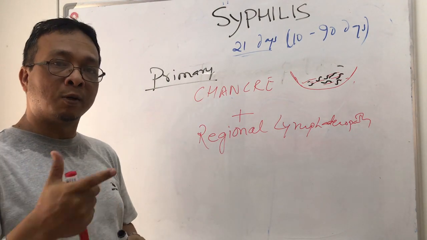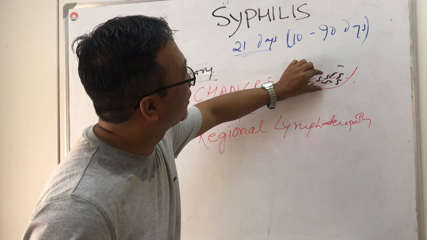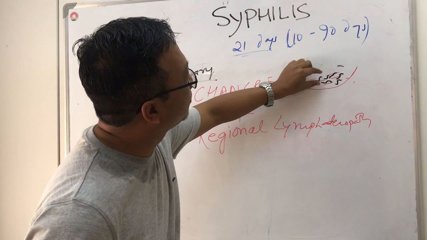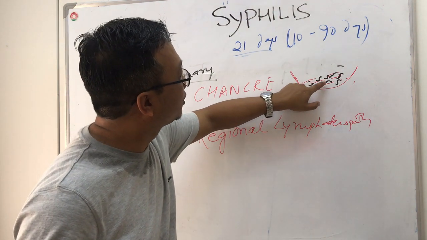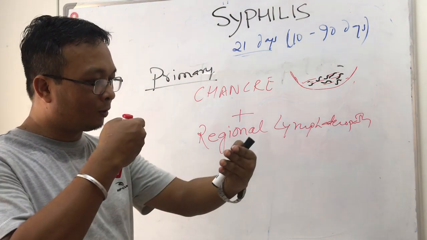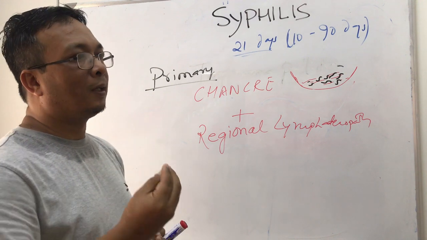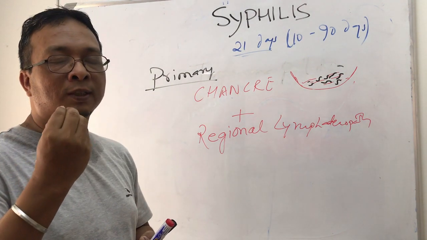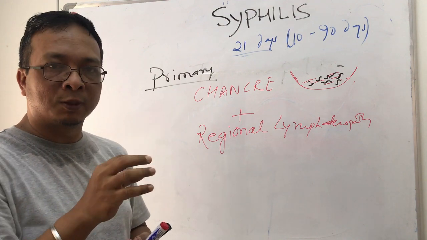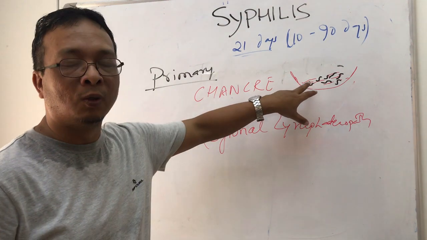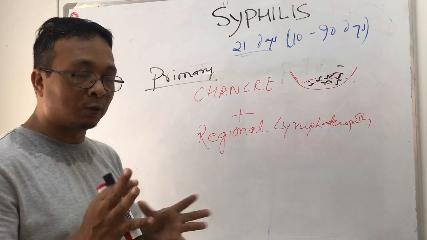When you do dark ground microscopy, we make a smear from the painless chancre, and when you look at it with light thrown on a dark background, it glows, like when you see a shaft of light coming through a door or window and you can see the dust particles. That is the basis of dark ground microscopy.